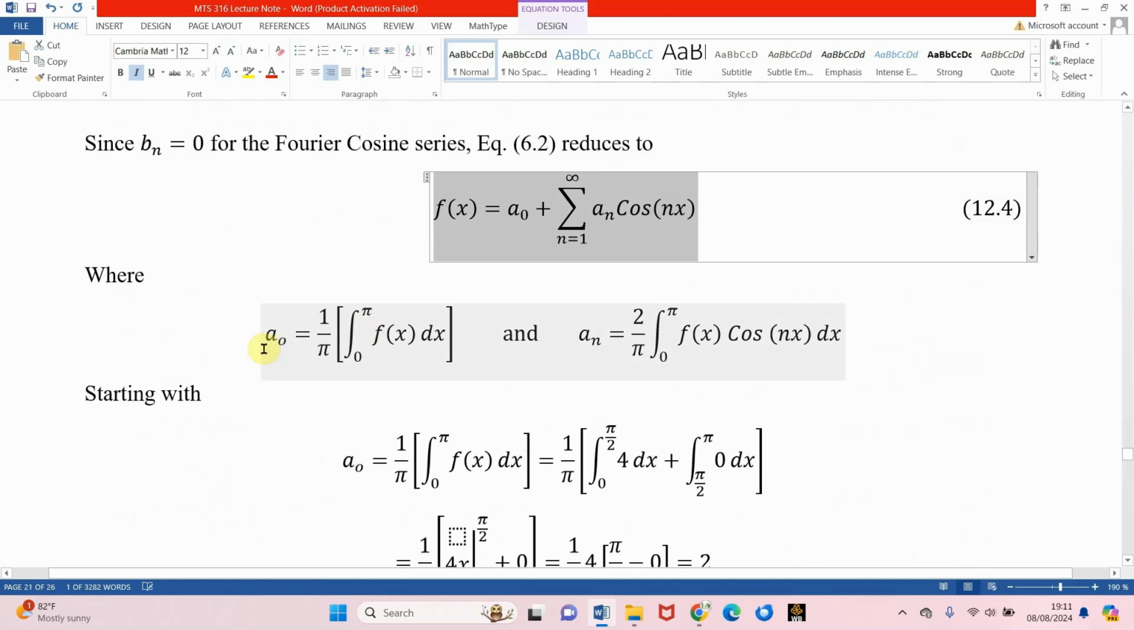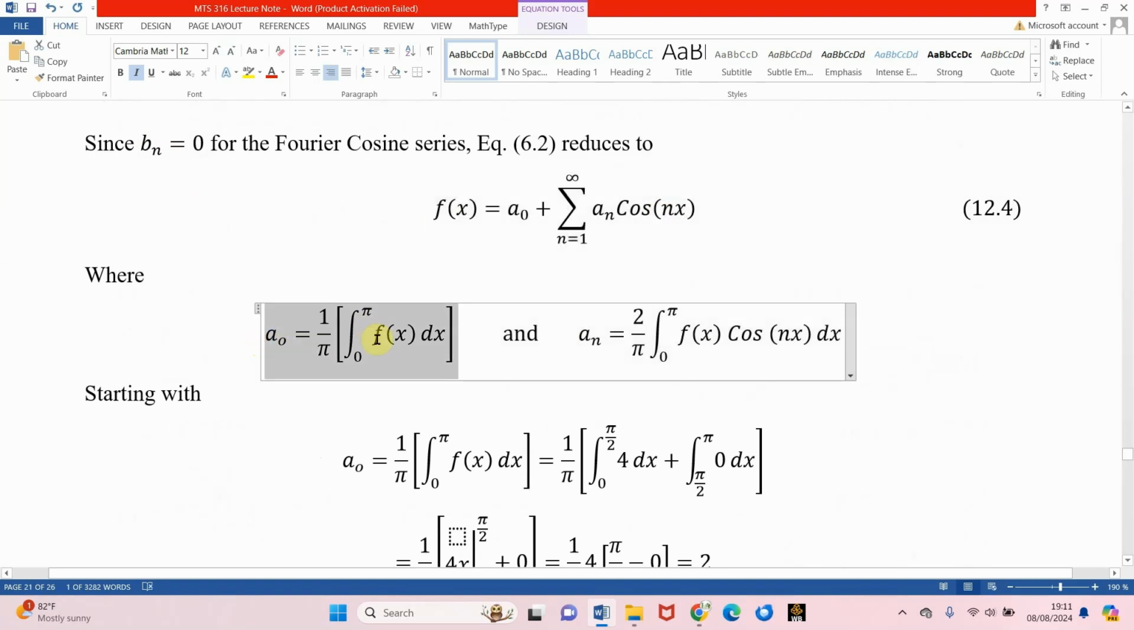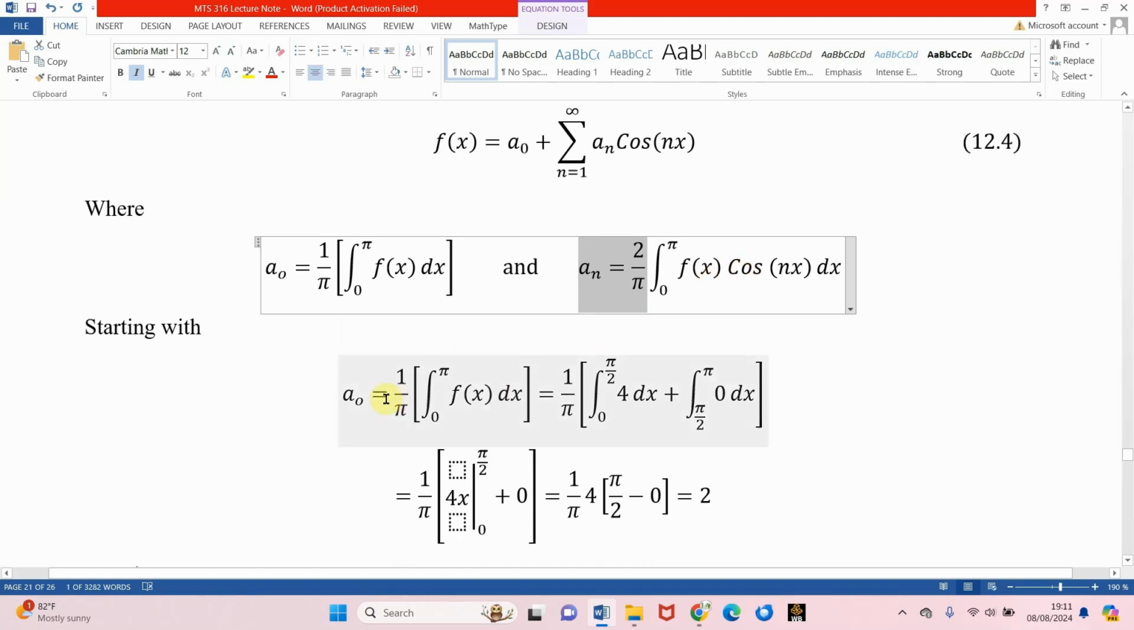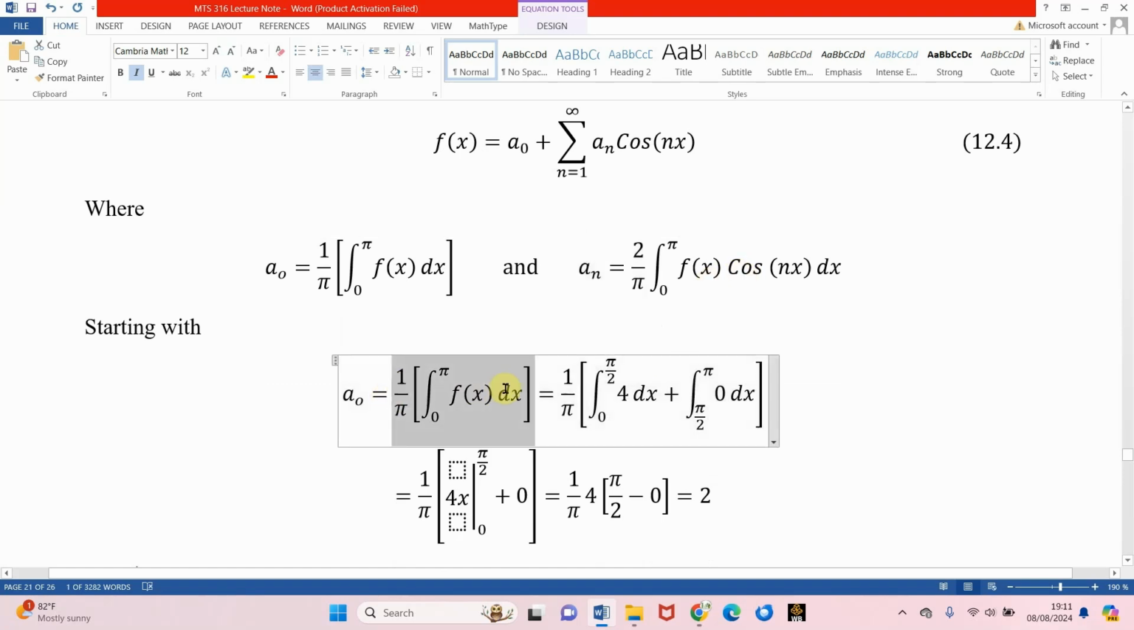So our a naught is 0, while our an is 2 over pi. Remember, this is the Fourier cosine series, and we all know how we obtain this 2 over pi. So then we partition it. Look at it now, we have it from pi to 1, from 0 to pi.